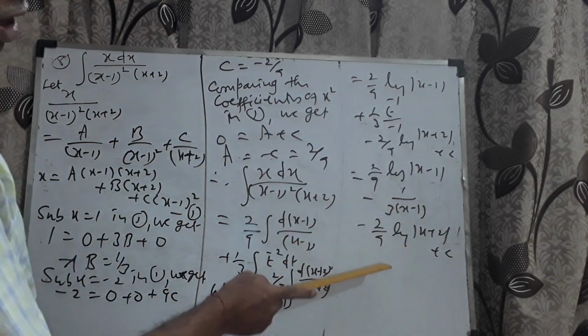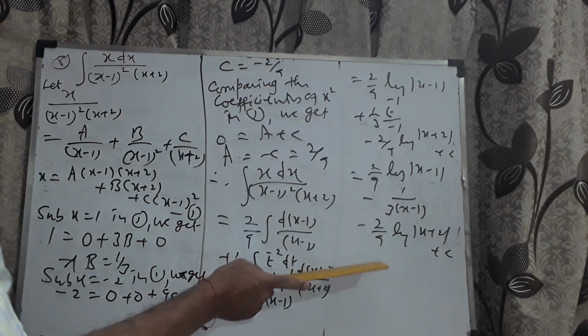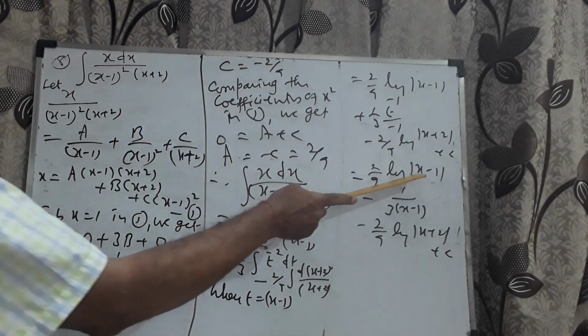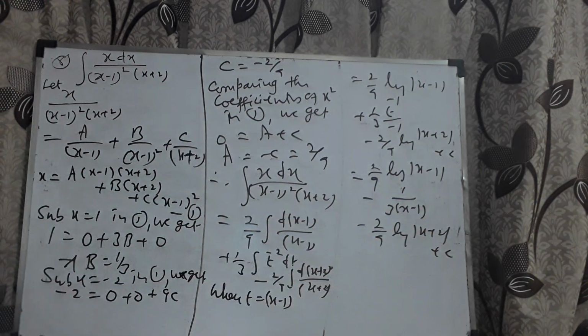Grouping these two, I may write the answer. I can write the answer: 2/9 log|x-1|/(x+2) minus 1/(3(x-1)). That is also correct.